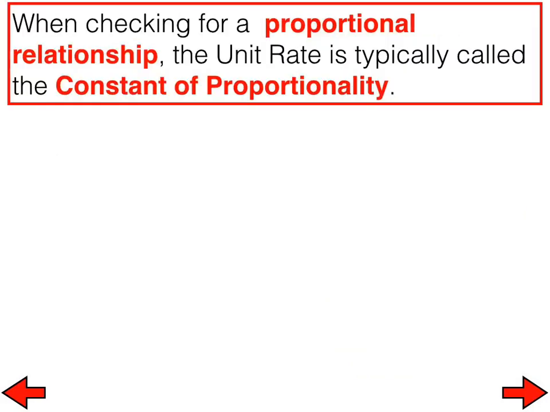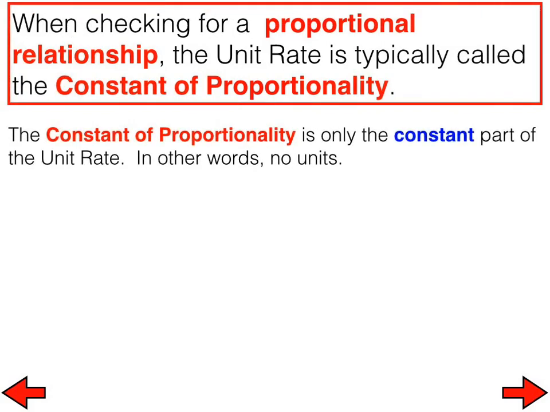Here's something else you need to fill in your notes. When checking for a proportional relationship, the unit rate is typically called the constant of proportionality. Here's an easy way of remembering it. The constant of proportionality is the constant part of the unit rate. In other words, it's the number part without the units.